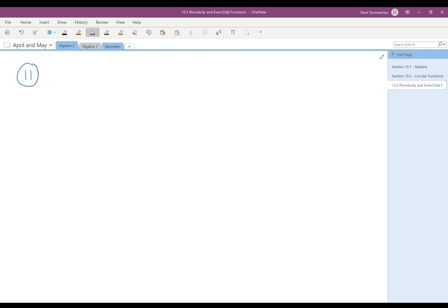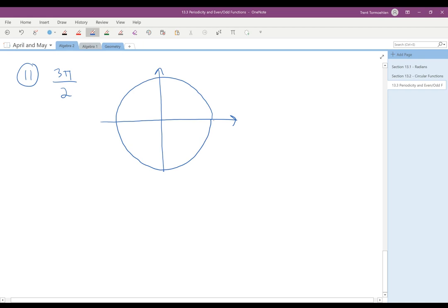Okay, we had a request to look at number 11 from 13.2. That is to identify the value of the 6 trig functions at 3 pi over 2. So the first place is to know where 3 pi over 2 is. And remember, the way we look at radians is that we have our unit circle that has a radius of 2 pi. We start here.